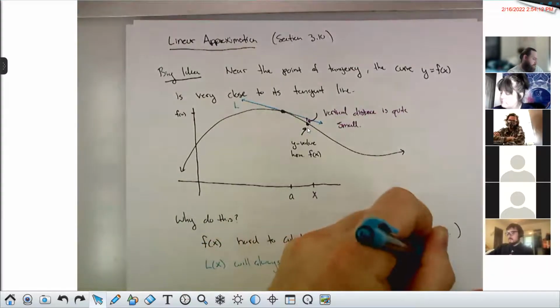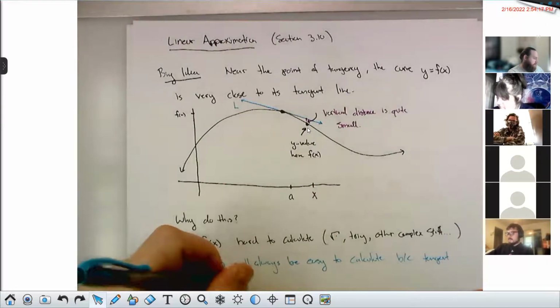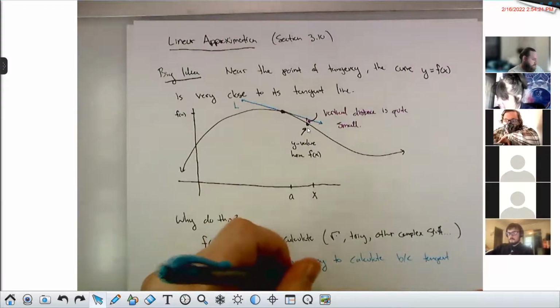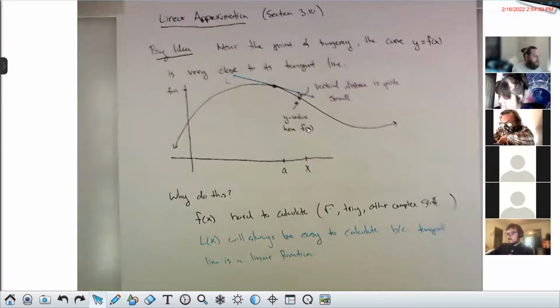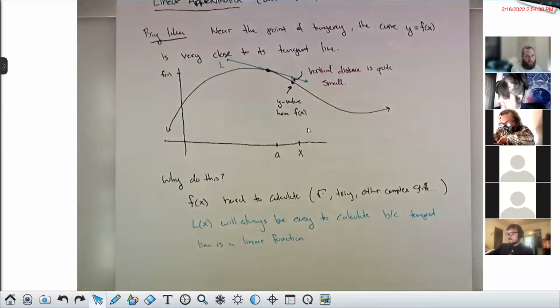Because the tangent line is a linear function. You know what makes linear functions linear? Well, they only ever have x to the 1, and all you ever do is multiply by a constant and maybe add or subtract some numbers. So you'll never have to do any complicated arithmetic operation to plug into a tangent line, but you might have to do some horrendously complicated arithmetic to plug into the function from which you got the tangent line.